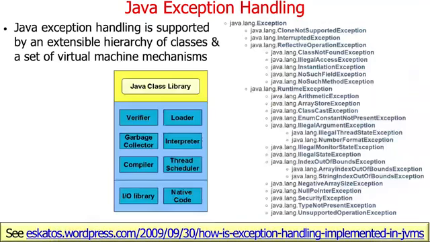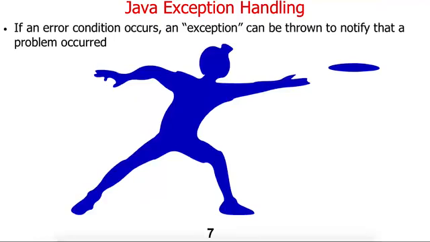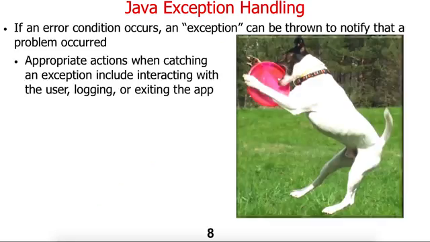Exceptions in Java are supported by both an extensible hierarchy of classes and a set of mechanisms provided by the underlying virtual machine that systematically handle problems arising during the execution of an app. If an error condition occurs in a block of Java code in an app, that block can throw an exception to notify another part of the app that a problem has occurred. This notification allows the part of the app that catches the exception to take the appropriate action in response, which may include interacting with the user to fix the problem, logging the problem, or exiting the app altogether.